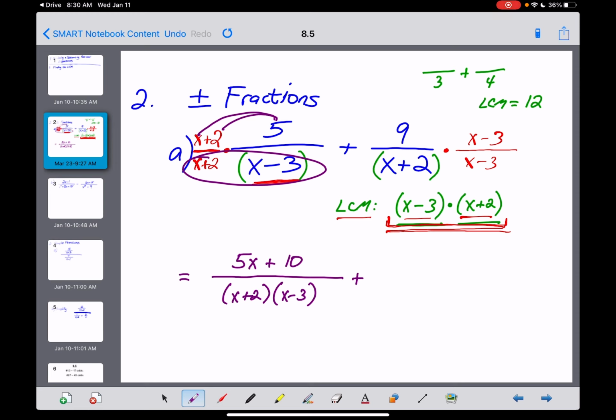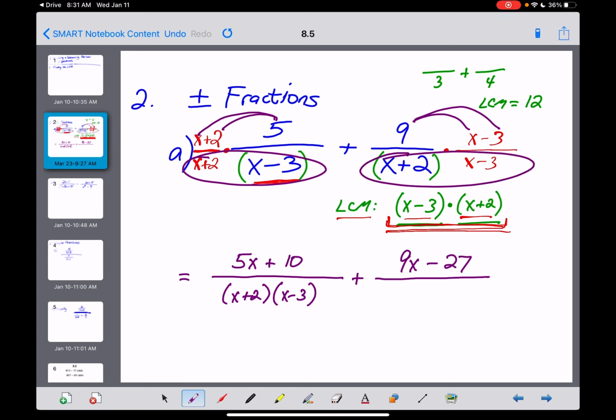Okay, and then plus, let's move on to the second fraction now. We're going to distribute that 9 here. We're expanding the numerators to get a 9x minus 27, but again, we leave the denominator in factored form.